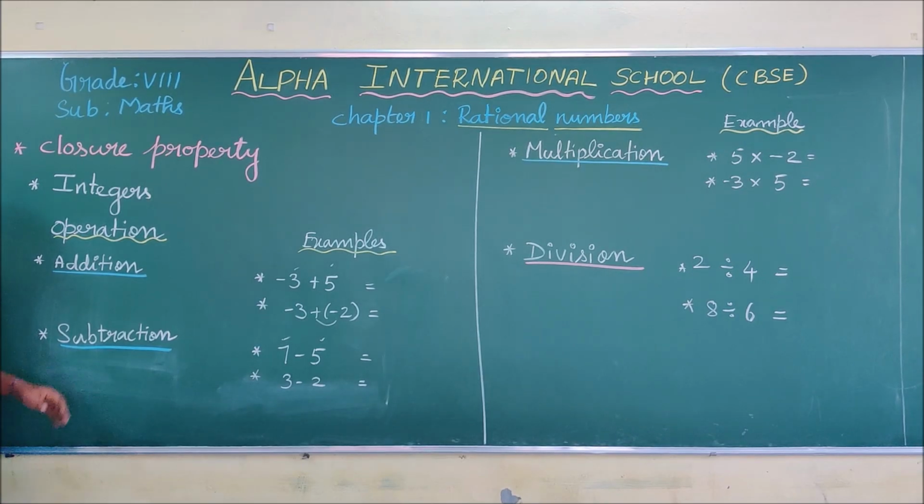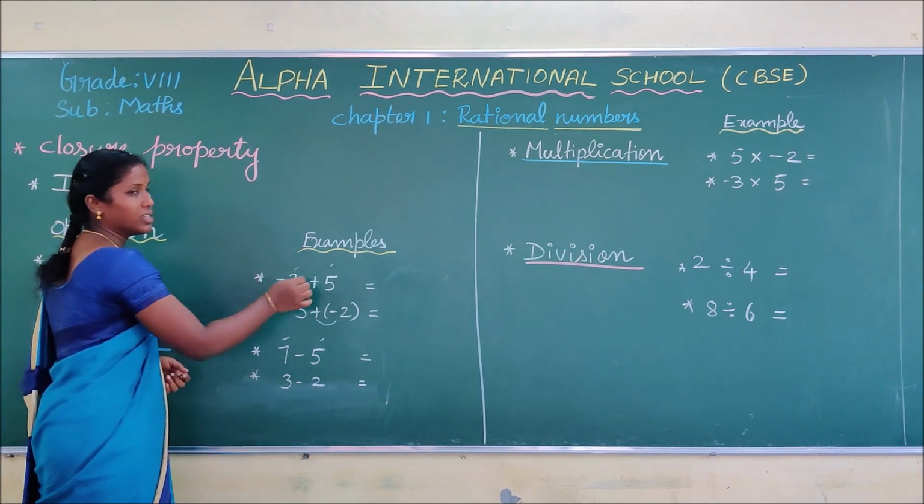Now we are going to see the closure property for integers, and we are going to check whether the closure property is satisfied for integers under addition, subtraction, multiplication and division. First, let us check for addition. Here we are going to add two integers.